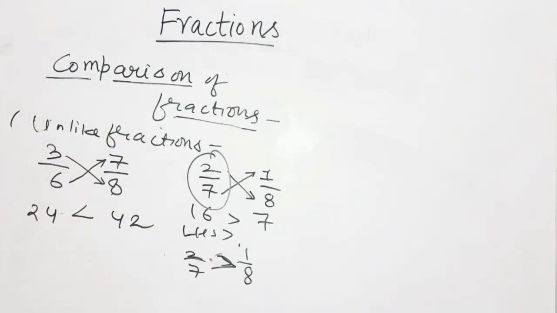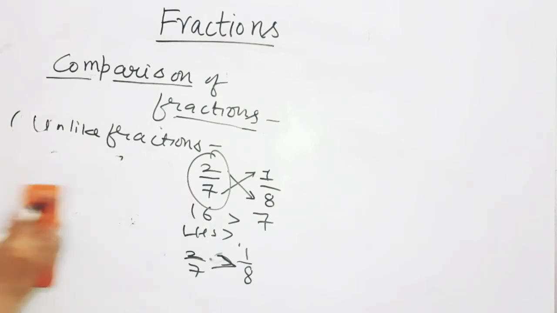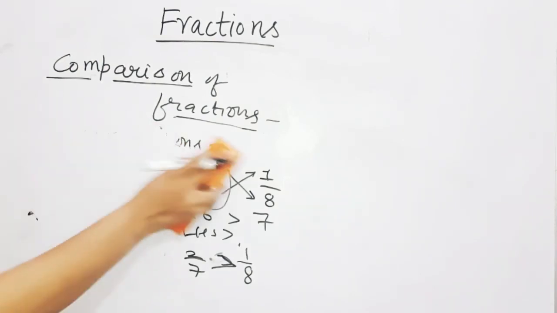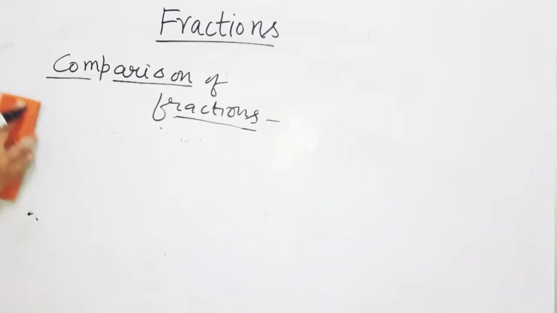Now I am going to teach you about finding out the LCM of the denominators and then comparison of the fractions. How do we compare the fractions? By taking the LCM of the denominators. Now what is the full form of LCM? I have explained you. So pause the video and reply your answers in the comment section. What is the full form of LCM? The full form of LCM is lowest common multiple.